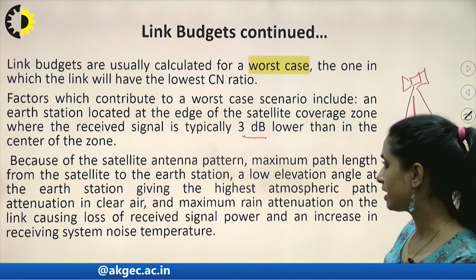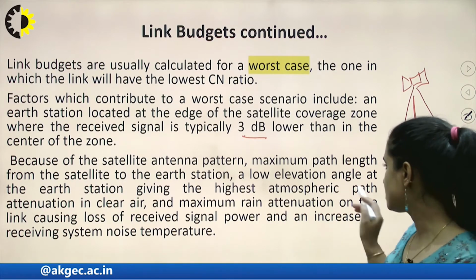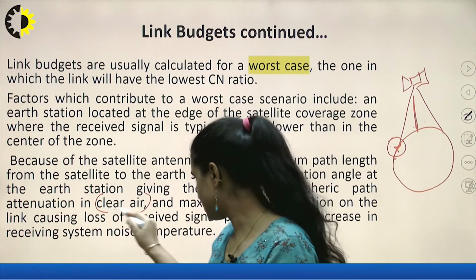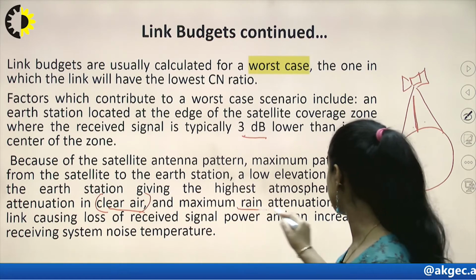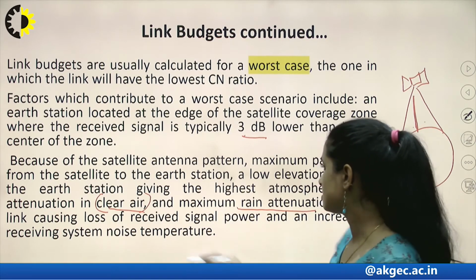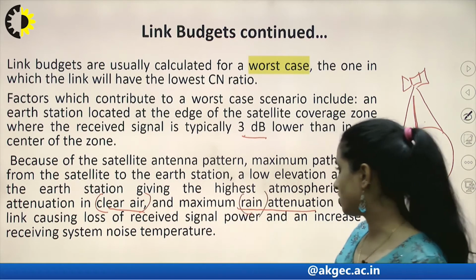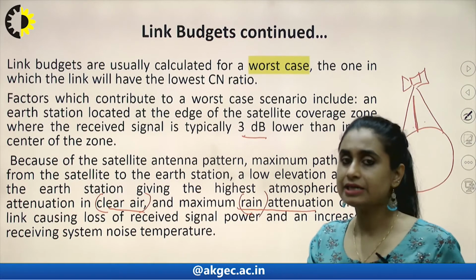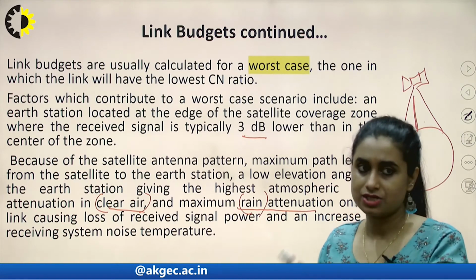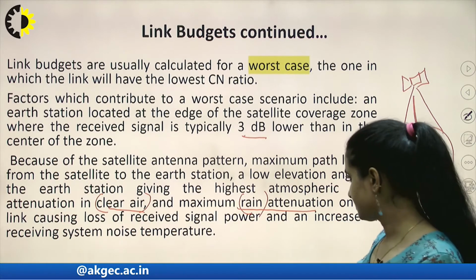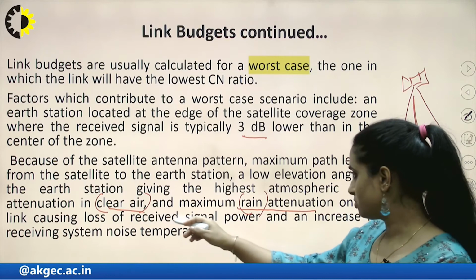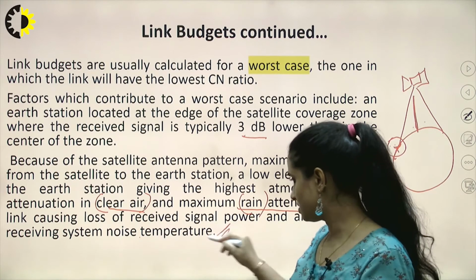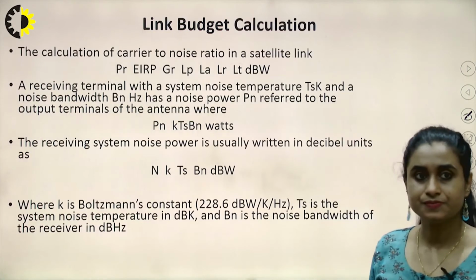maximum path length from the satellite to the earth station, a low elevation angle at the earth station, giving the highest atmospheric path attenuation in clear air. Clear air is the best case, and maximum rain attenuation on the link causes loss of signal, and rain causes the maximum attenuation. So we can calculate it for clear air condition, or for rain condition, right? This will lead to loss of received signal power and an increase in the receiving system noise temperature. This is the case of rain, which is discussed here.